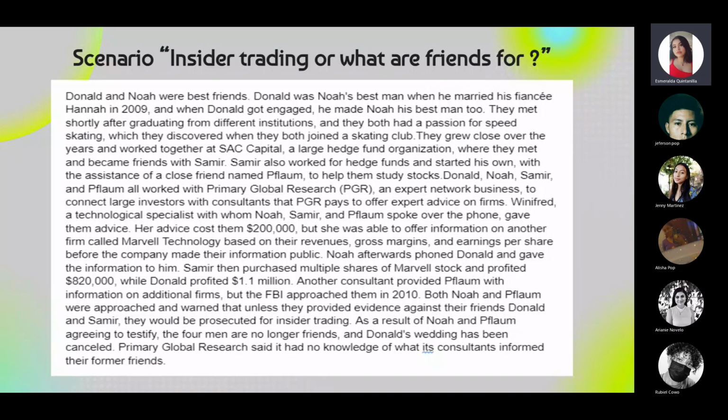Next, we have the scenario, which is named Insider Trading, or What Are Friends For? I will be summarizing the scenario. Donald and Noah Freeman are close friends and both work for the same company, where they later met Samir and his close friend named Flom. All of them work for Primary Global Research.